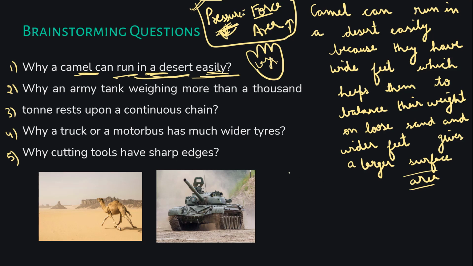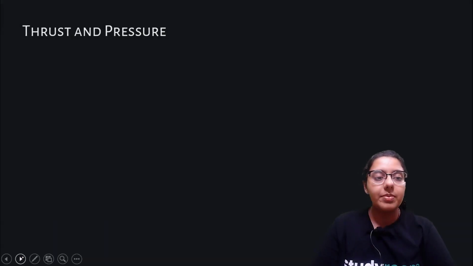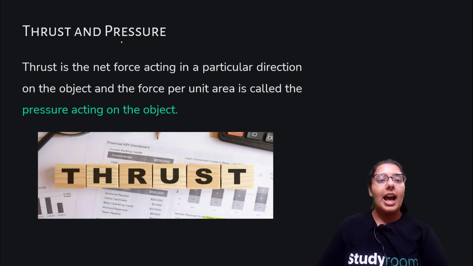Why does an army tank weighing more than 1,000 tons rest upon a continuous chain? It is again due to pressure, to reduce pressure. Why does a truck or a motor bus have much wider tires? To reduce pressure, because wider tires mean larger area, which means lesser pressure. Why do cutting tools have sharp edges? To increase pressure. Correct. So let's move forward. So let's study about thrust and pressure.